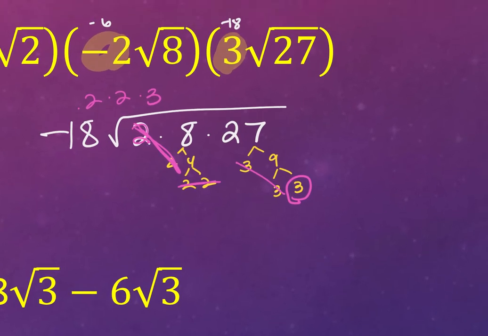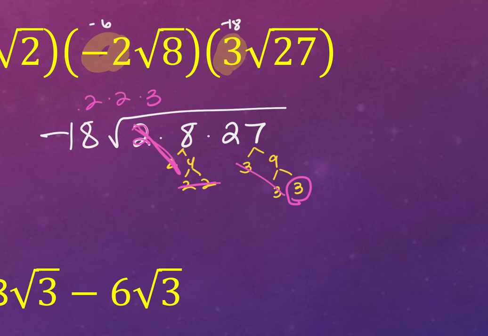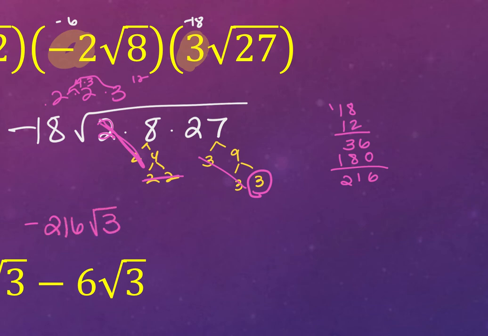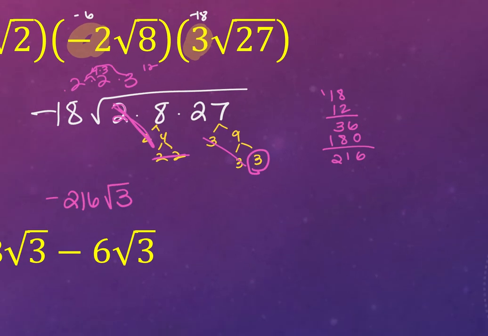So now I got to multiply it all out. So if you wanted to do the top, like this would be 4 times 3, that's 12. And I'd get negative 18 times 12, which is negative 216. And then the square root of 3, because the 3 didn't have a match.